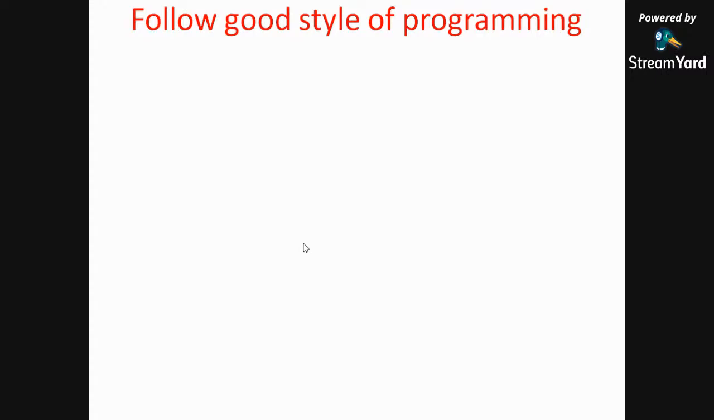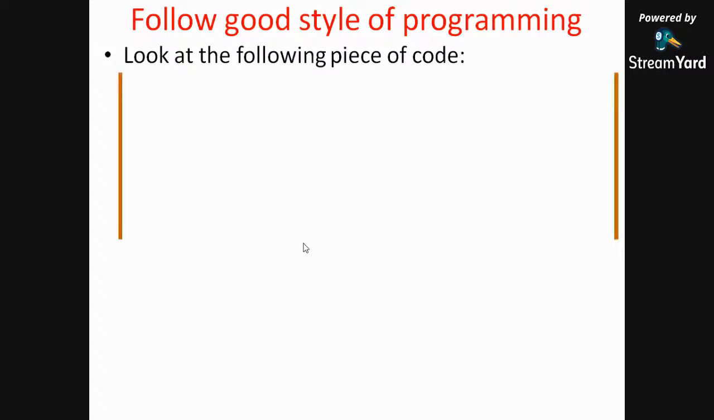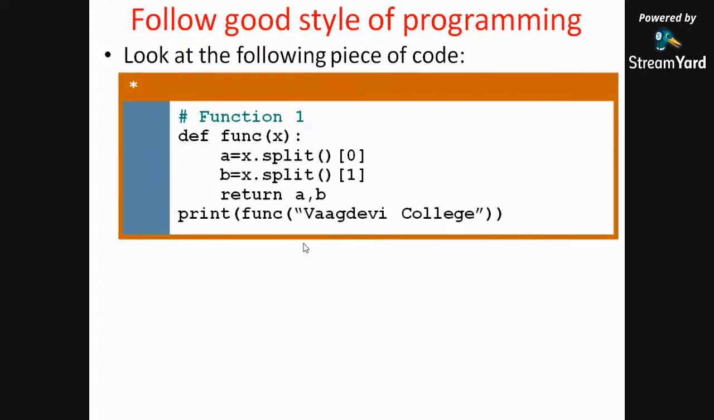Now when you define a function, you should follow a good style of programming. Here I just want to introduce this one. Just look at the piece of code here. What is good style of programming? I want to highlight it, because you are now going to define your own functions. In the first function, just observe here, I am defining a function with the name function, argument x. Then I am trying to split the value present in x.